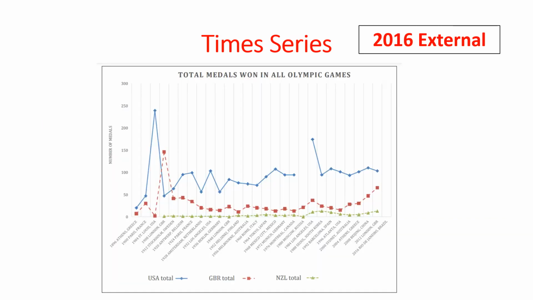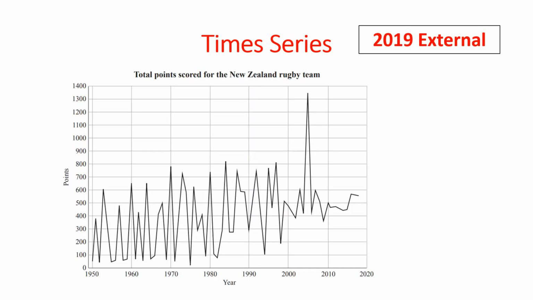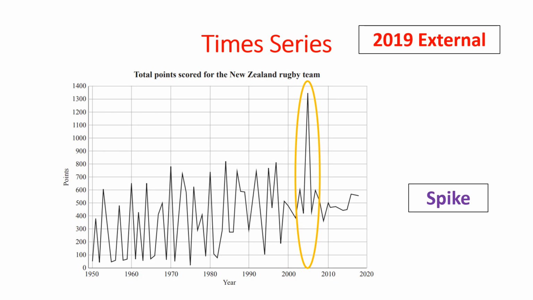Well, what else do you need to know about time series graphs? Well, in the 2016 external exam, they had a gap. There was no data for this particular time period. In the 2019 external, this was about the points scored for the New Zealand rugby team. They had what we call a spike. It's like an outlier. And about 2005, they scored a huge amount of points for some reason.